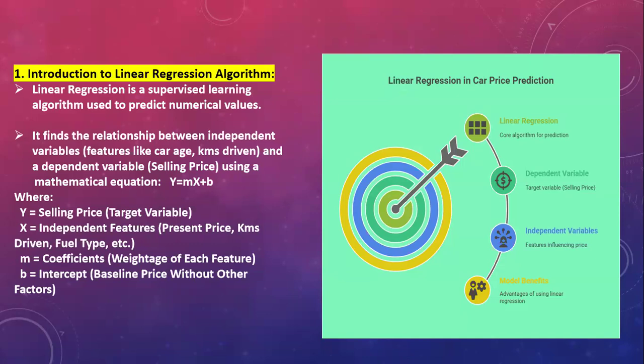And m is the coefficient, which gives the weightage of each feature involved in our ML use case. And b is the intercept. This is a baseline that gives the linear line. So the baseline price, without any other factors, is captured by this b intercept. So this is the introduction to the linear regression algorithm.